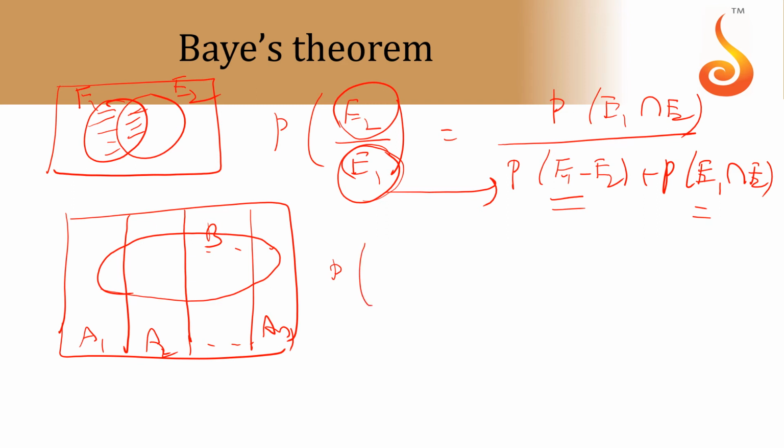Then if I ask what is the probability of B given some Ai, what is the probability of B? Suppose I ask that question in reverse way, meaning B happened. What is the probability that Ai happened? So previously I asked what is the probability of B in Ai. Now I'm asking, in B, what is the probability of Ai.